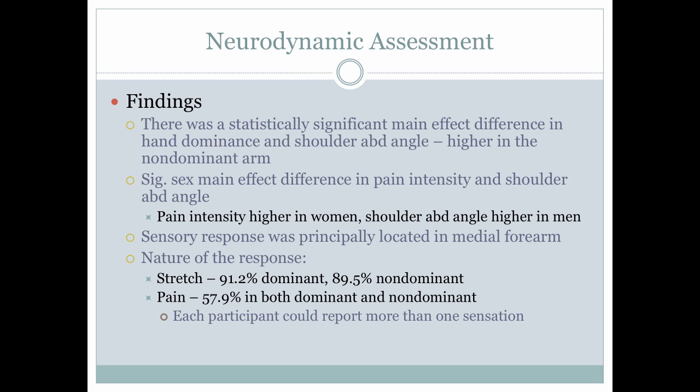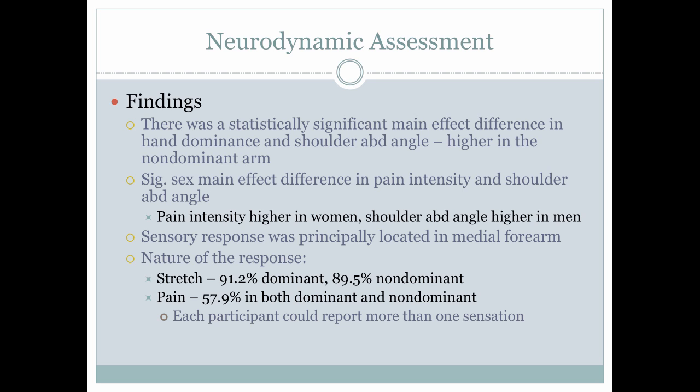Findings: there was a statistically significant main effect difference in hand dominance and shoulder abduction angle. And so the shoulder abduction angle was higher in the non-dominant arm. There was a significant sex main effect difference in pain intensity and shoulder abduction angle. Pain intensity was higher in women, and shoulder abduction angle was higher in men.